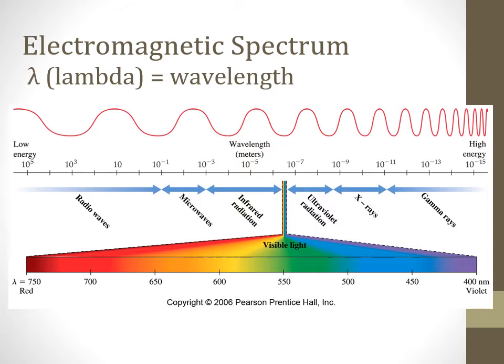So we measure wavelength, that's the distance from one wave to the next, in nanometers, a billionth of a meter. And the symbol of wavelength is lambda, which looks like an upside down Y. Okay? So red light has the least amount of energy in it. It has 750 nanometers between the waves, whereas violet light has waves that are closer together, around 400 nanometers.